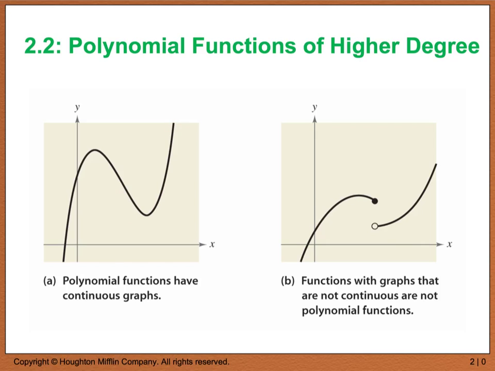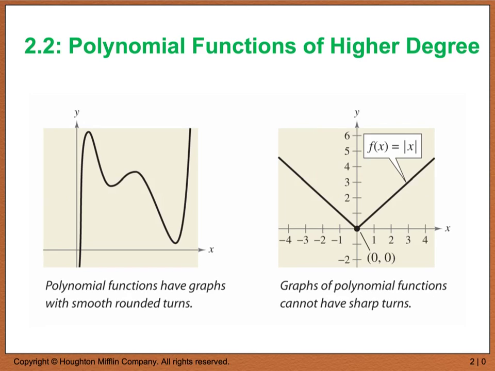So if we look at this graph, graph A has smooth turns, it's continuous. While on the other hand, graph B, it does have smooth turns, but if I follow the function, I all of a sudden hit this point here, then I have to pick my pencil up, drop it down here, and then continue on. So it is not continuous, therefore this is not a polynomial function.